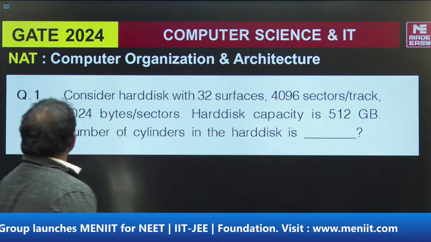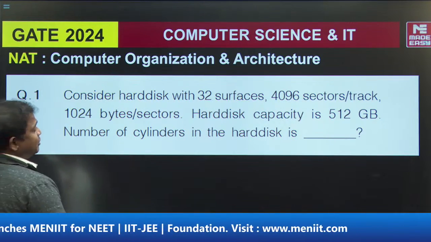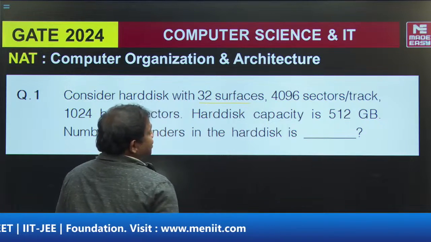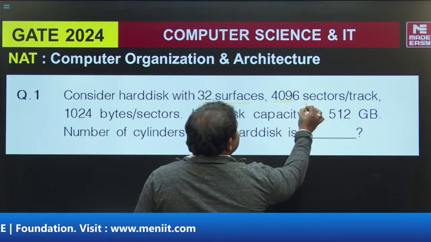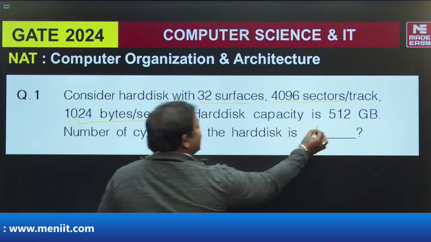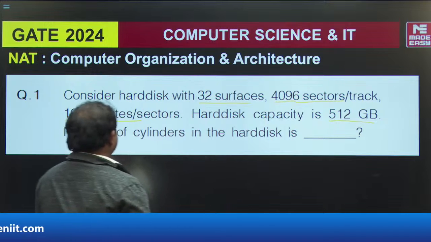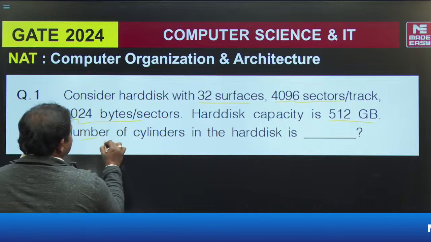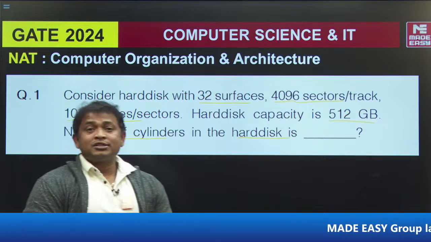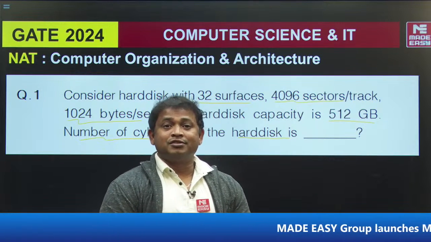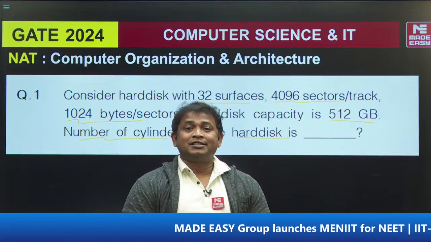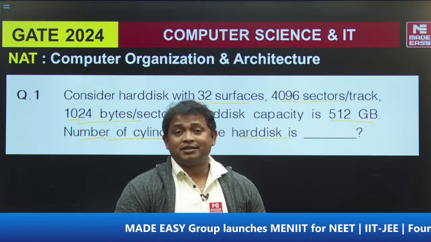First question is, consider a hard disk with 32 surfaces, 4096 sectors per track, and 1024 bytes per sector. Hard disk capacity 512 GB is given. So the number of cylinders in the hard disk is, this is the question. Everyone knows that this is a basic fundamental question from the hard disk structure. When you know the structure of the hard disk, directly you are in a position to answer the question.